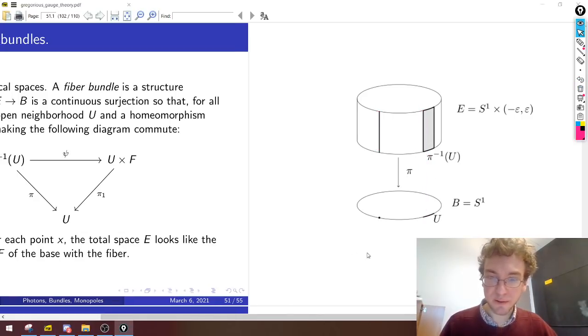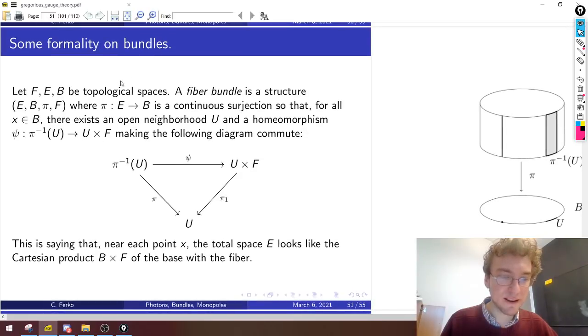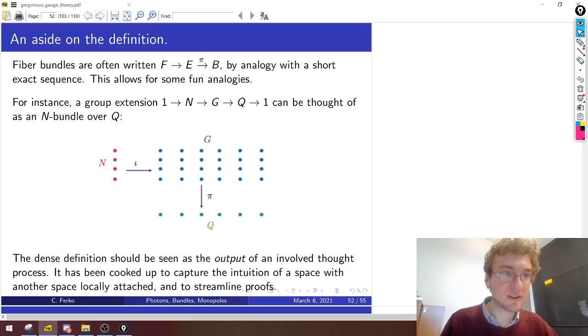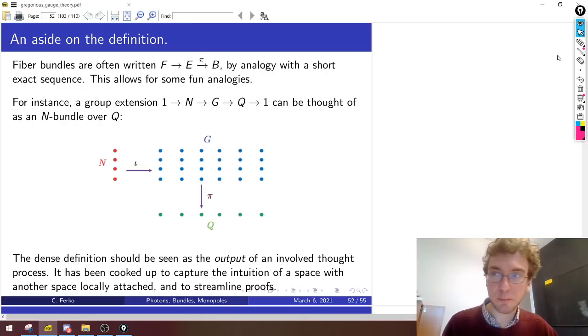This is how I would motivate bundle theory, by talking about it as having a space attached with certain properties. But I'm not going to go through the formal definition and explain how all the pieces fit together, for time reasons. Just one quick aside on the definition, because I went back and looked at the slides from Tetra's talk on the Rubik's Cube, which talked about group extensions. I wanted to briefly mention one fun little analogy: if you write the definition of a fiber bundle like this, it looks like a short exact sequence, very similar to a group extension of Q by N. So you can really think of an extension of Q by N as an N-bundle over Q, right?